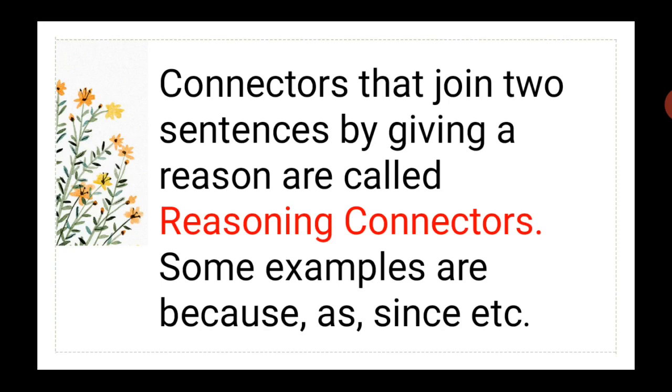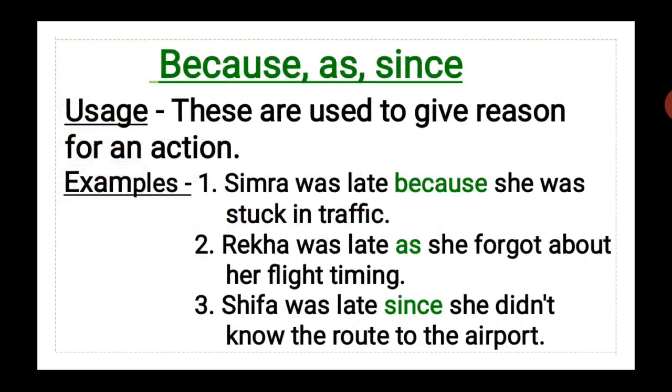Let us understand about each of them deeply. If we talk about because, as, and since, all these three are used to give reason for an action. So we will talk in a combined way, that all these three reasoning connectors are used to give reason for an action. Let us see some examples. Simra was late because she was stuck in traffic.